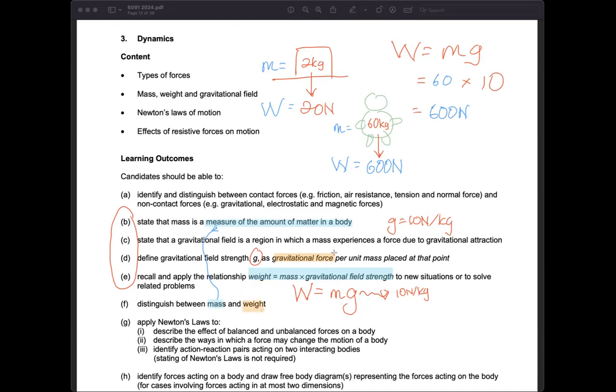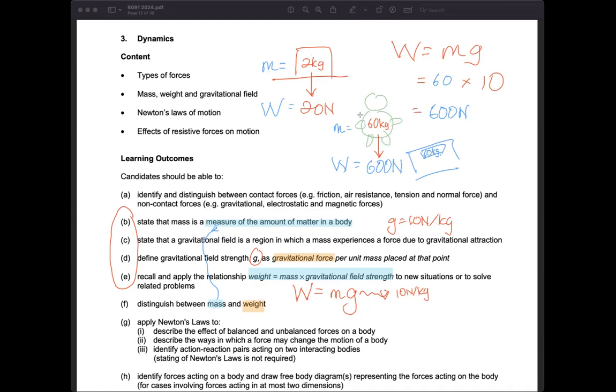Weight is a gravitational force. So weight is a force. Mass is the amount of matter in the body. So when you step onto a weighing scale, it will show you 60 kg. What's happening here? Why does your weighing scale show you 60 kg? This is a misconception in science, in physics.